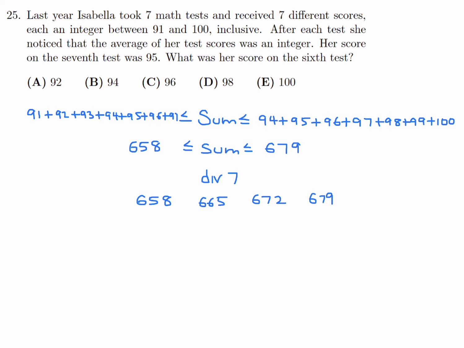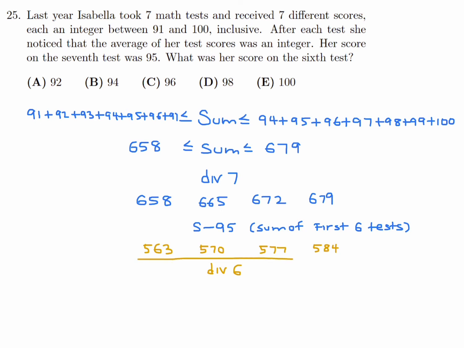But when we get to the 6th test, we know that since the 7th test was 95, the sum of the first 6 tests would be these numbers minus 95. So S minus 95 is basically going to be 563, 570, 577, and 584. These are the sum of the first 6 tests. Now this has to be divisible by 6, right? That's the only way you can get an integer. Now which one of these is divisible by 6? The only one is this one. So that means the sum of the first 7 must have been 665.